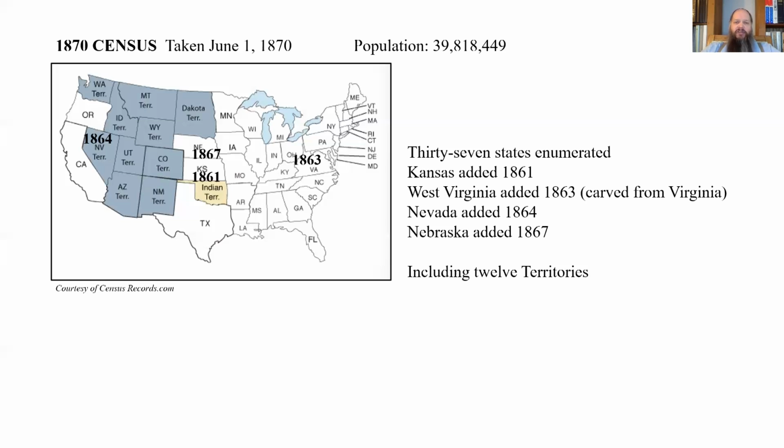Nevada was added in 1864. These two, West Virginia and Nevada, were war states. And finally, Nebraska was added in 1867. They also included 12 different territories.